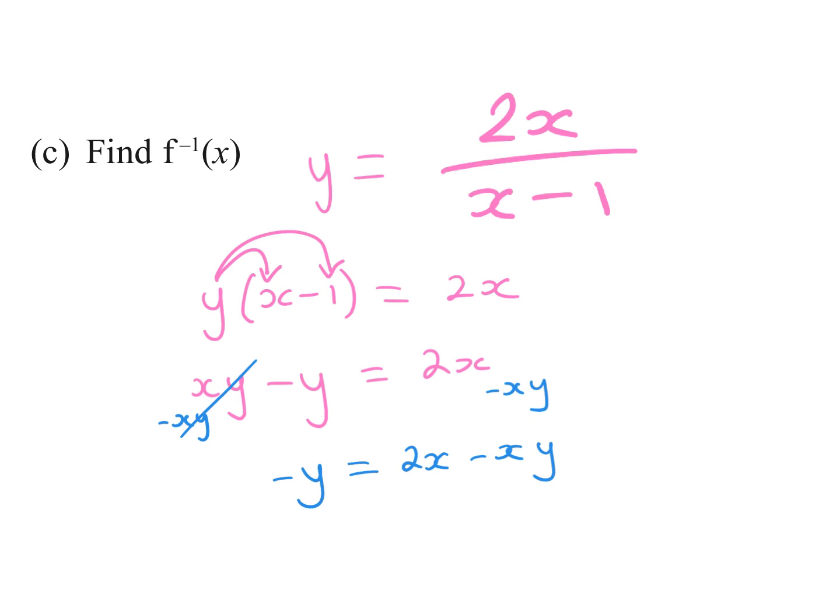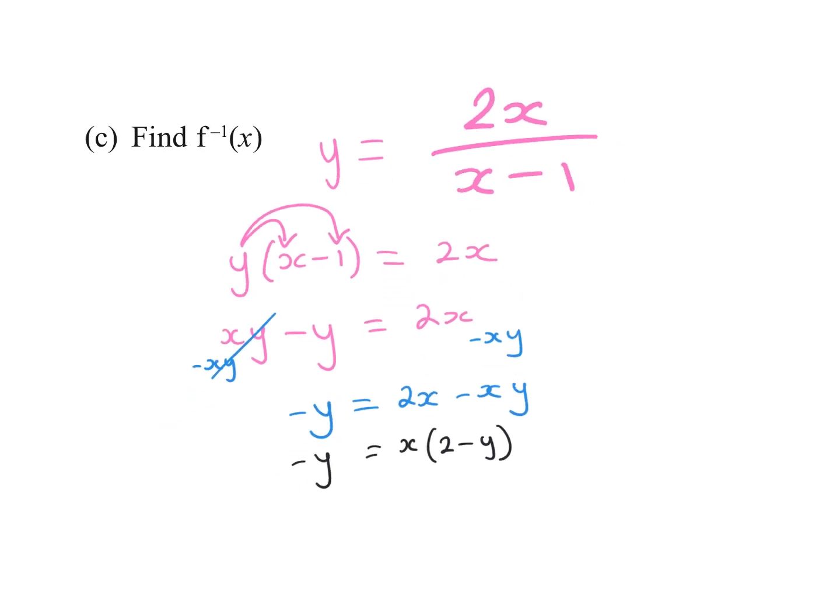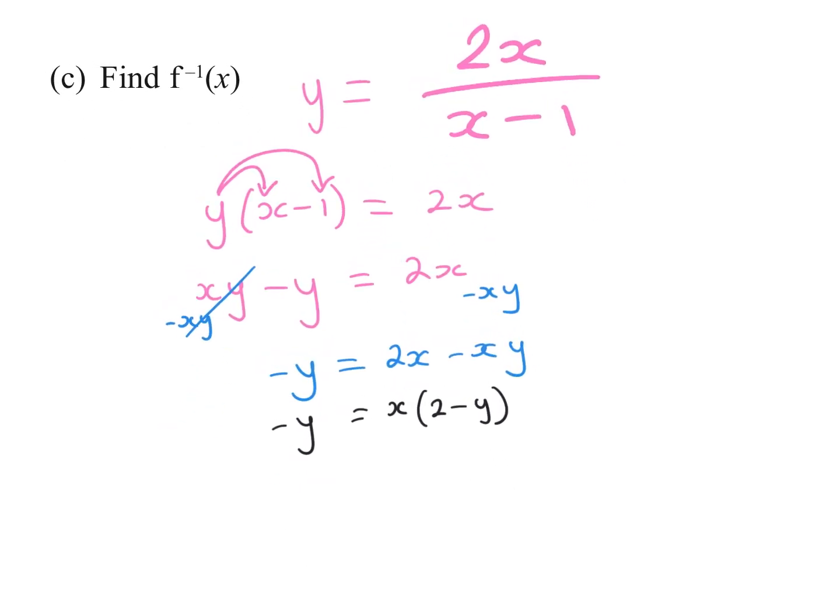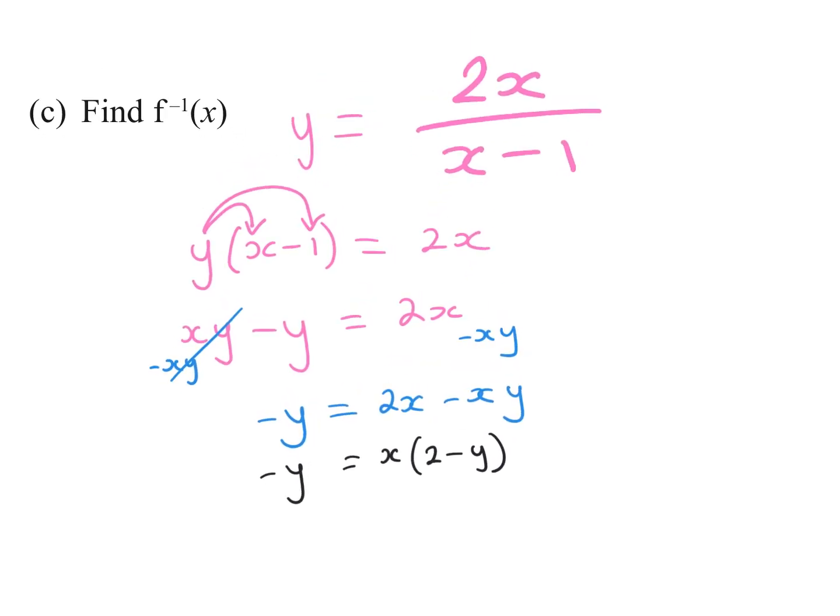However, what can I do now? Absolutely. If I want 1x, let's just factorise out x, okay? So minus y equals x bracket 2 minus y. Do I now have 1x? Yes. Hallelujah. How do I now get it on its own? We're not going to move it. We're going to divide both sides by 2 minus y.